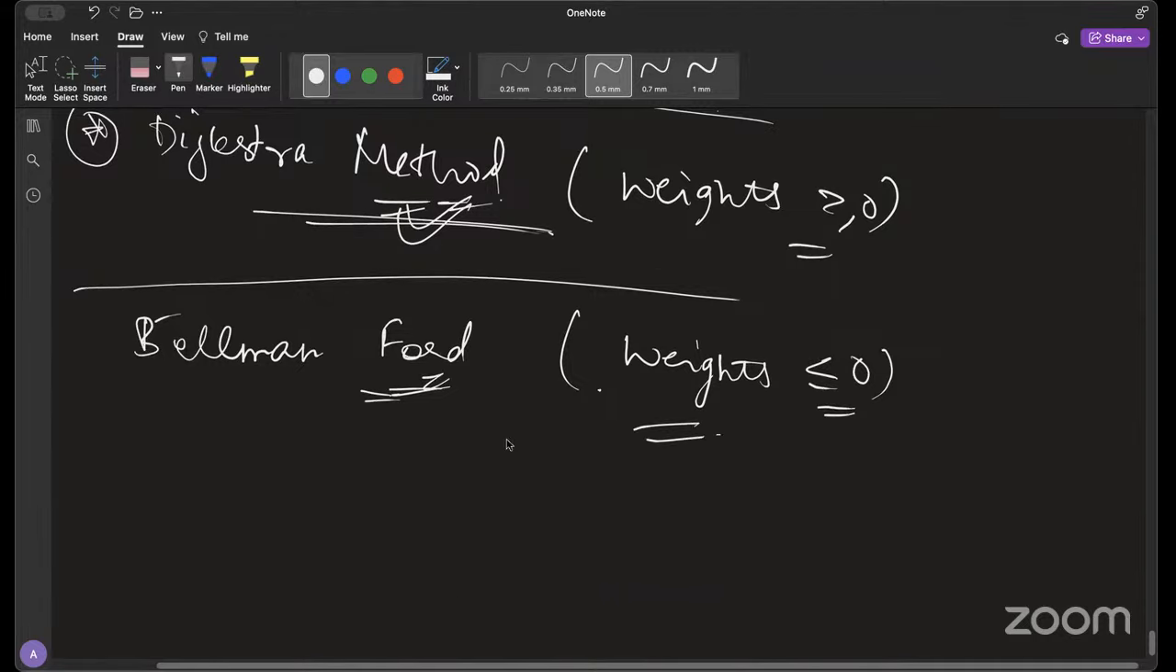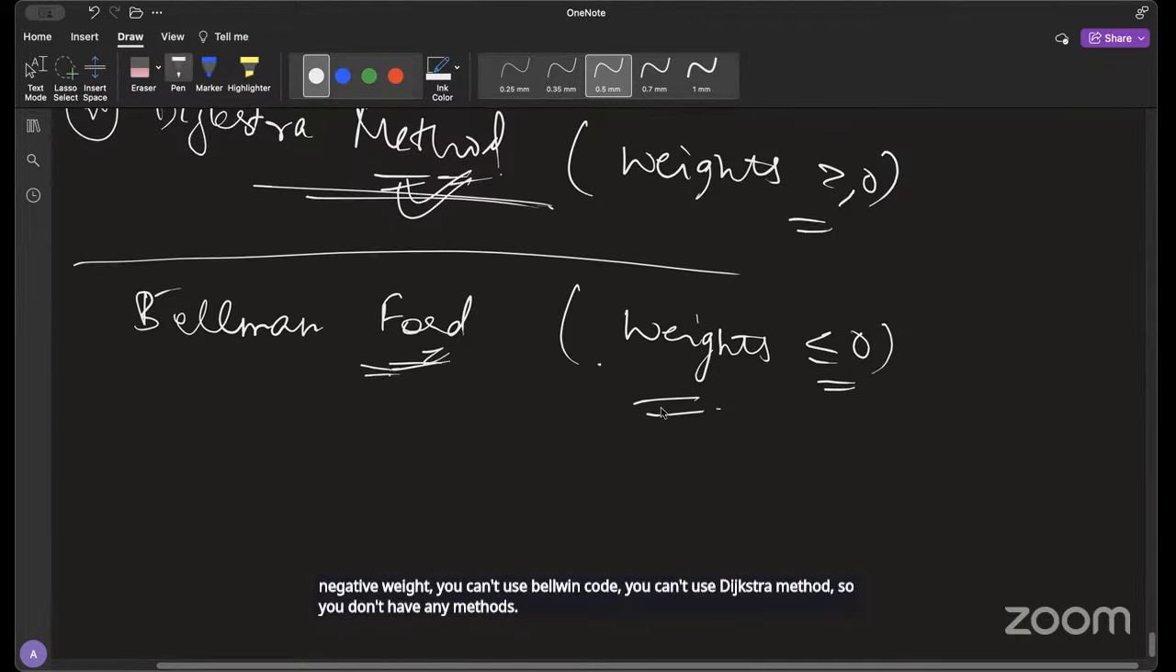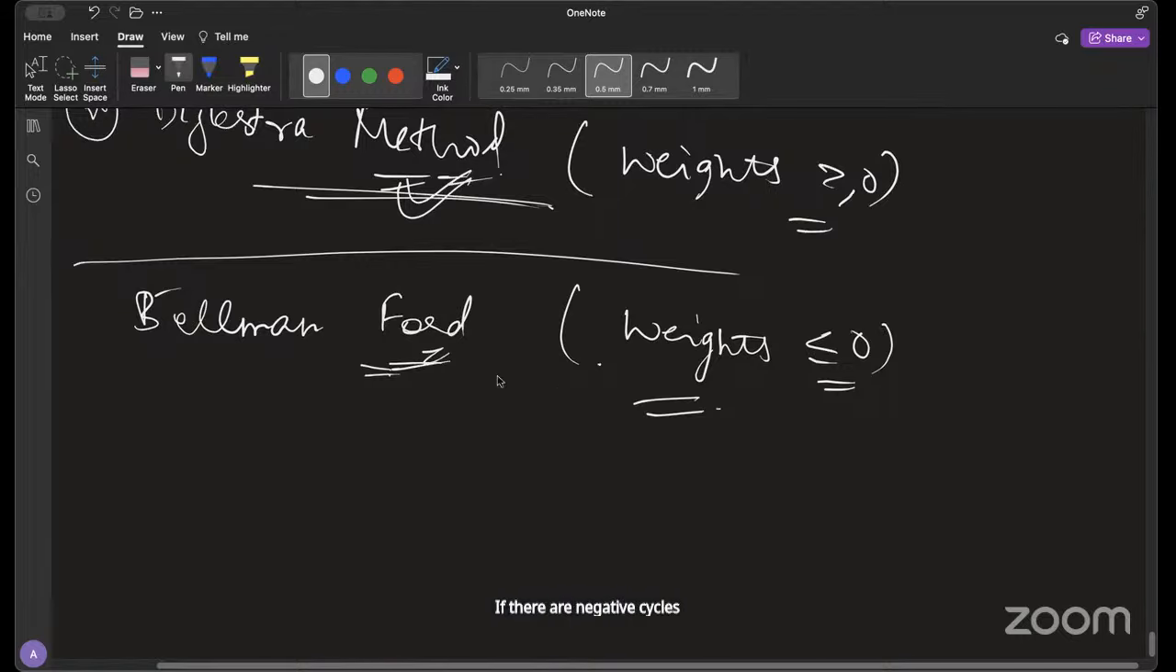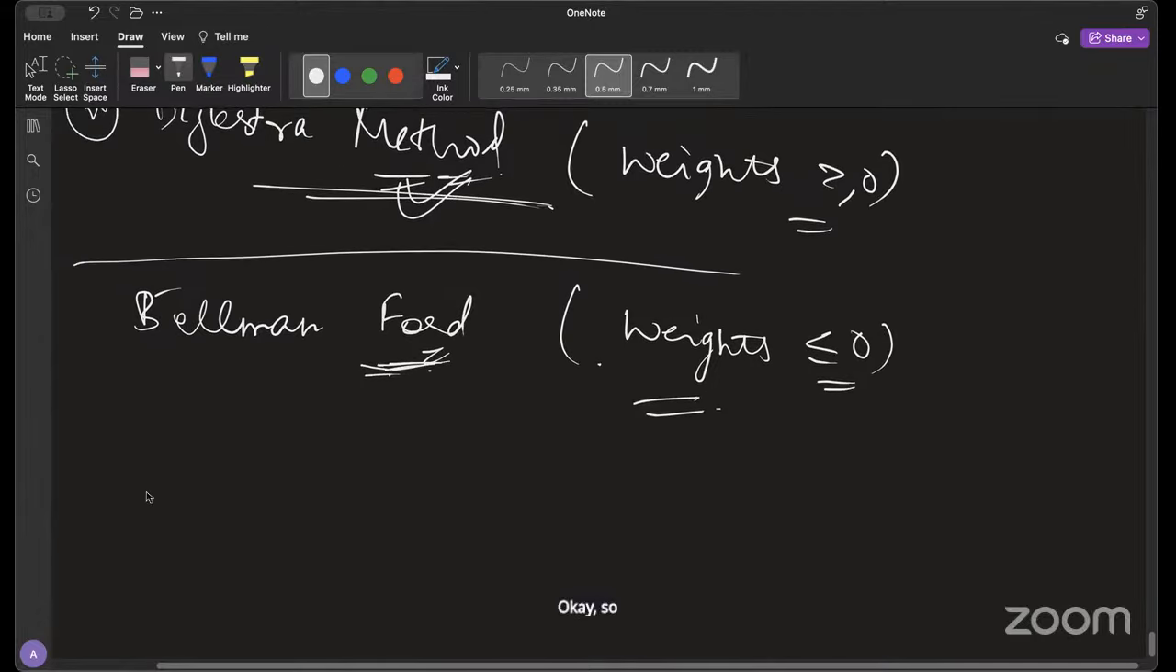So for negative weights you can use Bellman-Ford, but we've already discussed this in the summary part, that if you have a cycle with negative weight, you can't use Bellman-Ford, you can't use Dijkstra's method, so you don't have any methods if there are negative cycles. And Bellman-Ford helps you to identify negative cycles. Okay, so how does Bellman-Ford work? Let's just have a graph first.